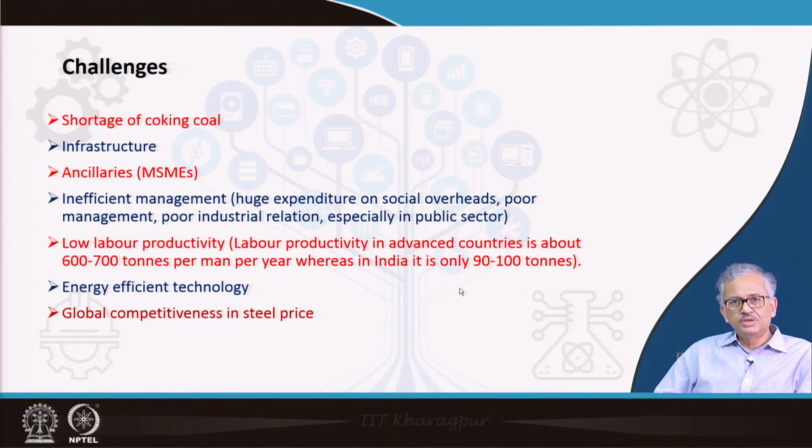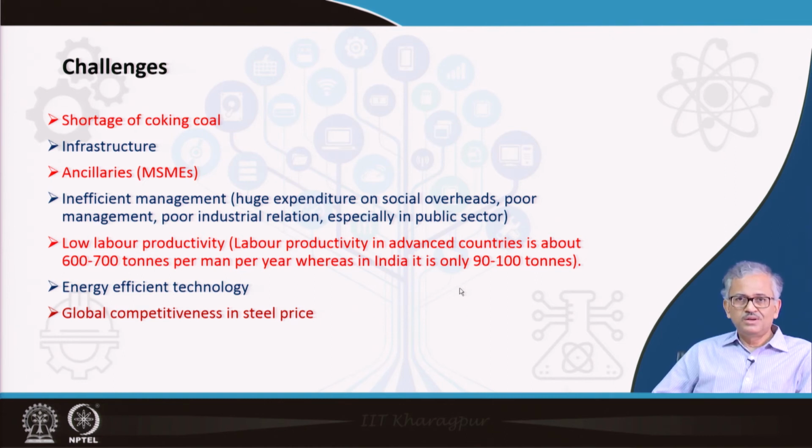If we want to increase the capacity, we have to think of some other routes of iron making such that we can use non-coking coal. That is why DRI and the smelting reduction process have a very bright future in India. Okay, that is the shortage of coking coal reserve. That is one of the bottlenecks. So, we cannot run the BF process.